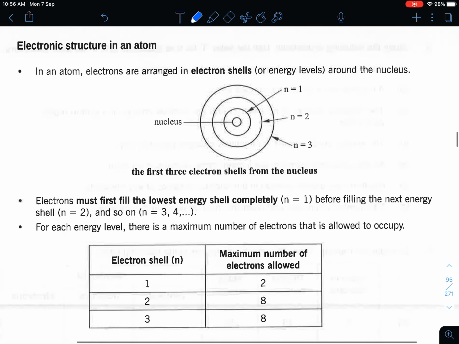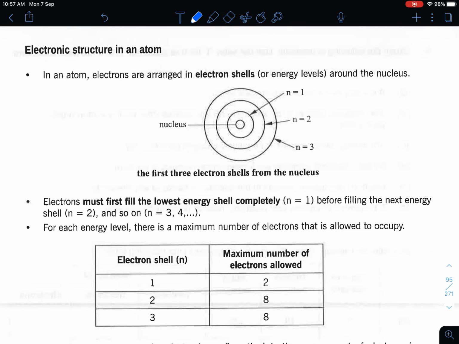Next, we move on to how we go about writing the electronic configuration or electronic structure of an atom. In this case, the electron structure in an atom depends on the shell, the electron shell, in which they are arranged. The one closest to the nucleus is the first shell. The first shell, which is the one in blue, is represented by n equals 1, meaning it's the first shell. It can hold a maximum of 2 electrons. The second and third shells will have a maximum of 8 electrons.